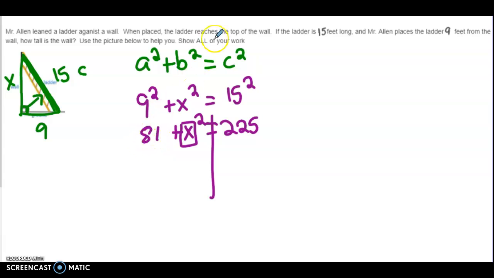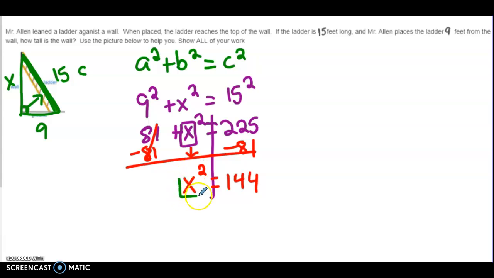So I have an 81 that I need to get rid of. Right now it's a positive 81, so the opposite is to subtract 81 from each side. That would cancel. I'm going to bring this x squared straight down. 225 minus 81 is 144. But that's still not my answer because I still don't have x all the way by itself. There's a power of 2. I'm squaring it. The opposite of squaring is square rooting. So I need to square root both sides. The squares and the square roots cancel, and the height of the wall is 12.